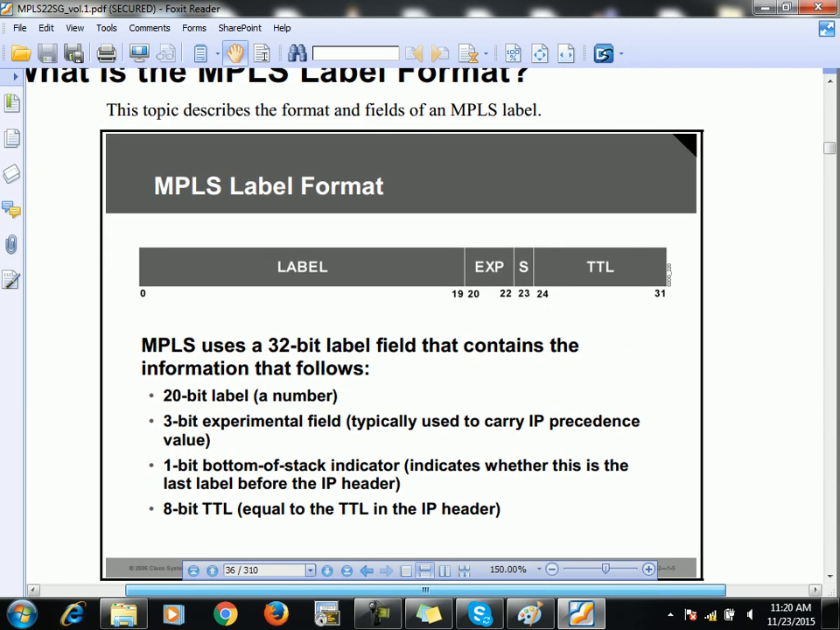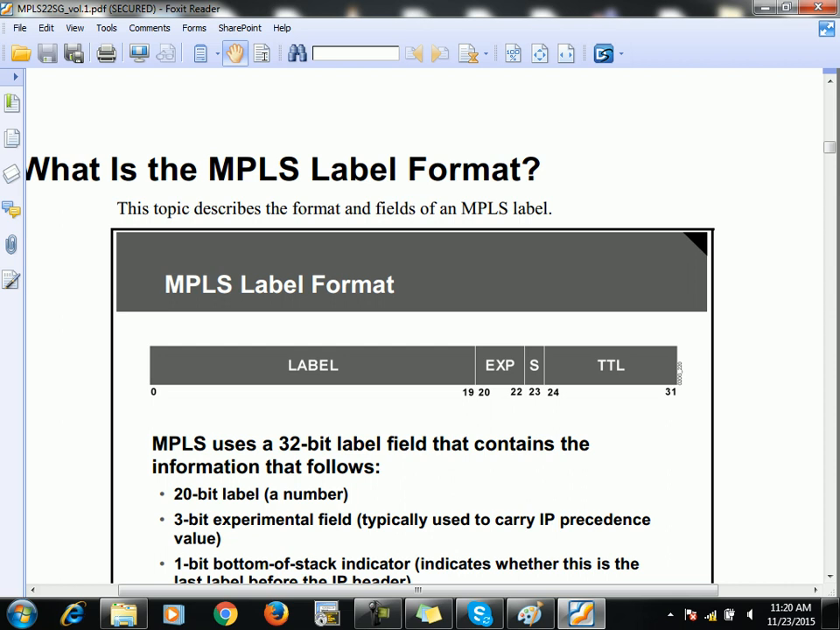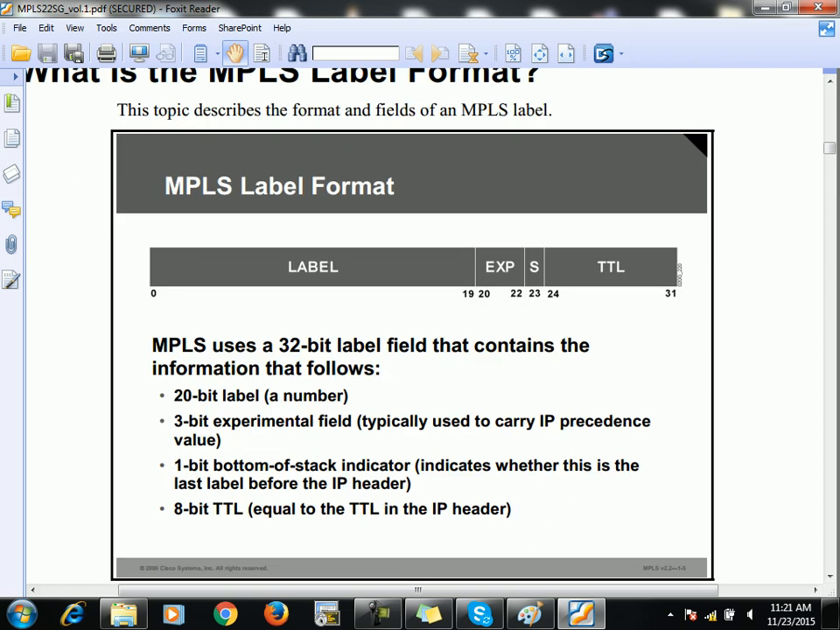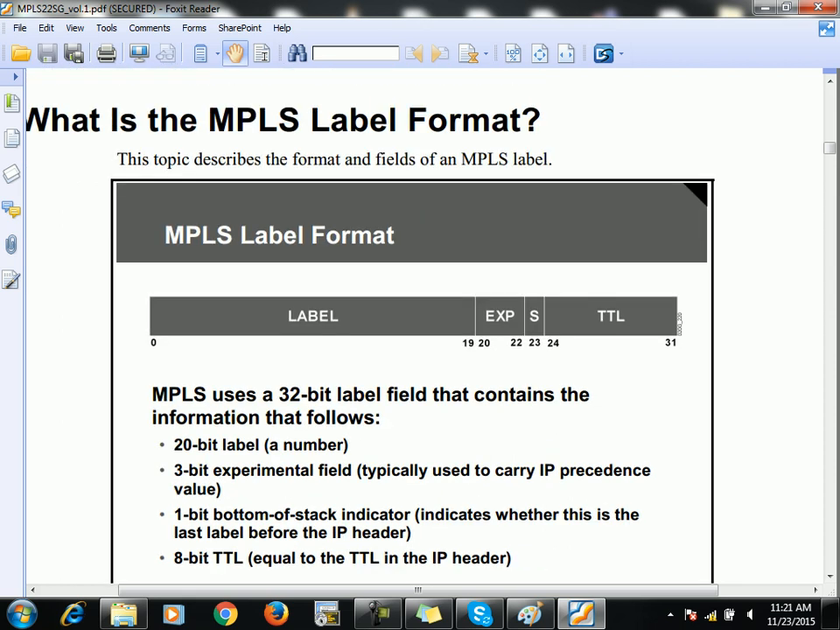This is your 4 bytes. This is the information contained in this label. In 4 bytes, it has 20 bits for the label number. The first 20 bits are for the label number, 0 to 19.